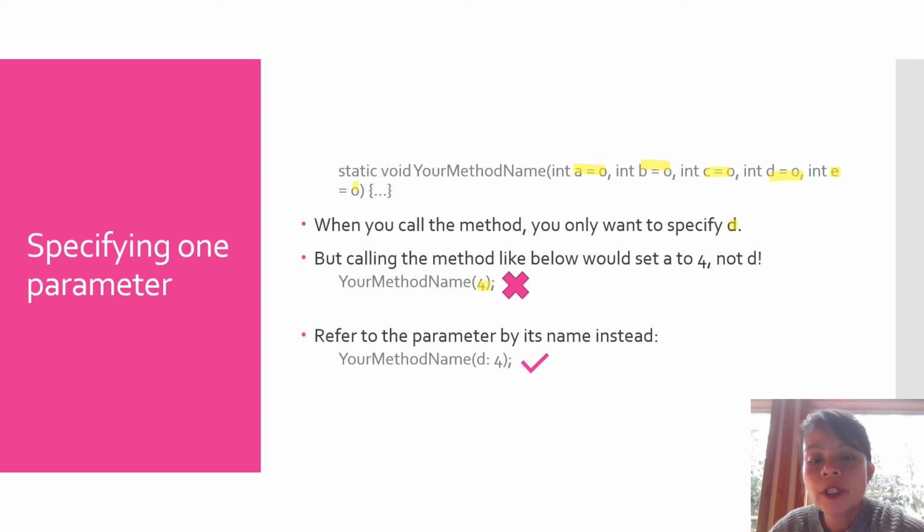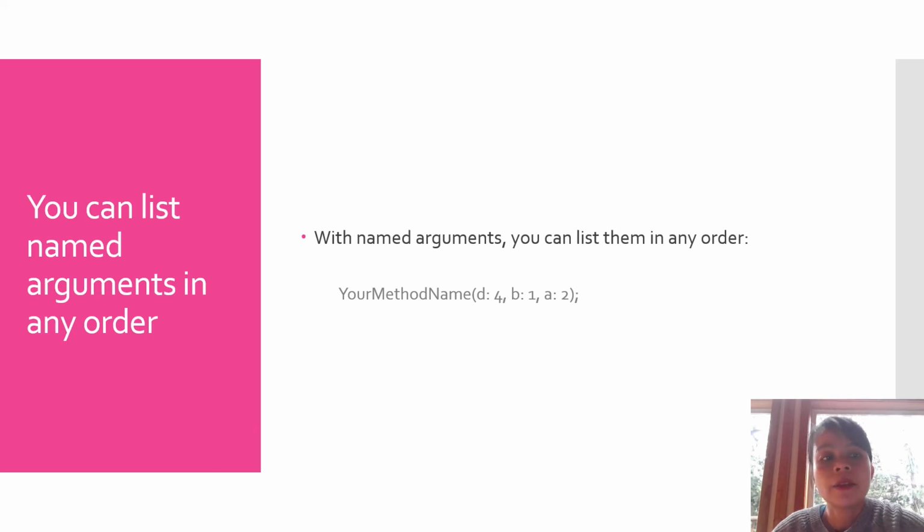So you have to refer to your parameter by its name instead. Okay, so if you want to specify D to be 4, then you have to say D colon 4. Okay, that's the right way to specify that one parameter. You can list named arguments in any order, actually. Okay, so if your name D is 4, B is 1, A is 2, you don't have to put them in order like A, B, C, and then D. Okay, you can list them in any order, really.